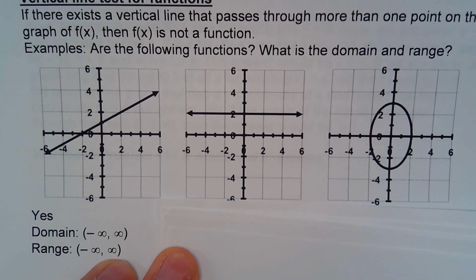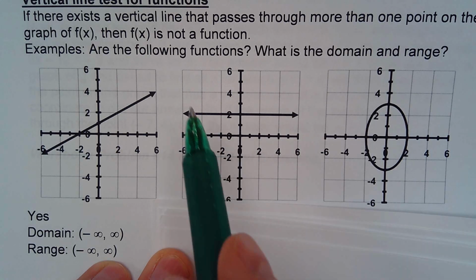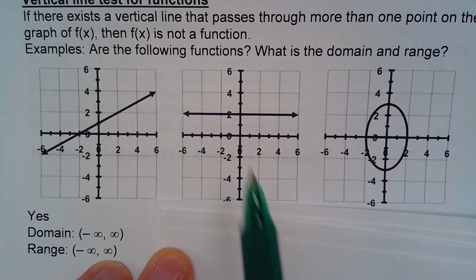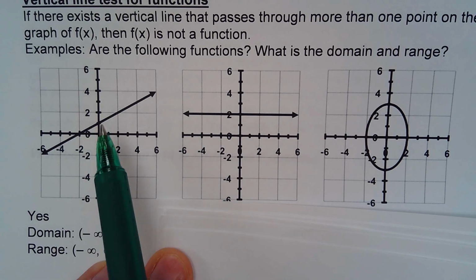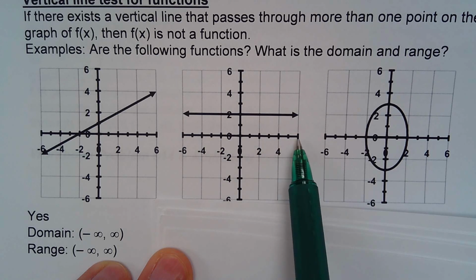So looking at number 2, again, any vertical line here passes through at most one point. So it would be a function. My domain, well, I can pick an x value. This goes on forever this way, that goes on forever that way. So from left to right, it would be from negative infinity to positive infinity.